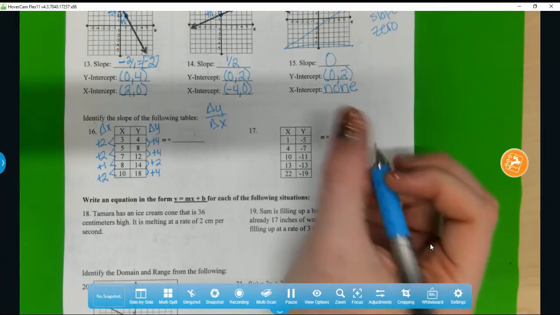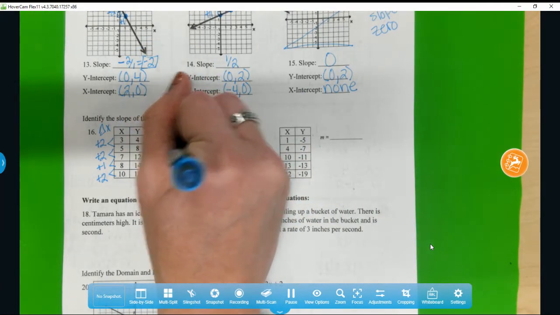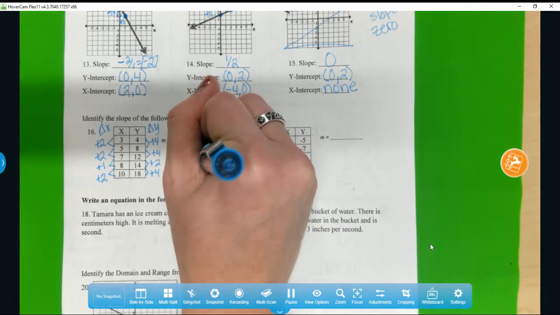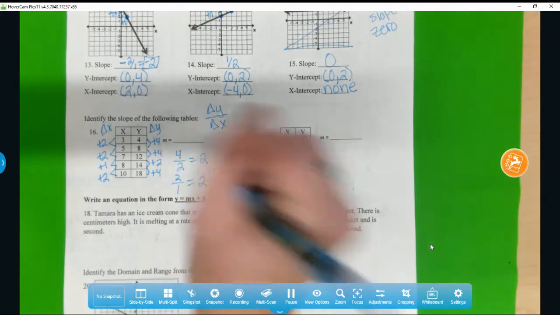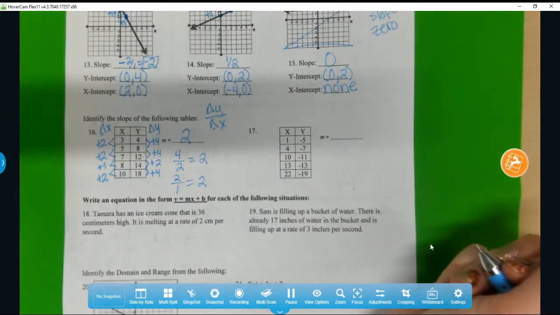Okay, we have two different pairs of numbers, so we're going to have two fractions. The first one will be 4 over 2, which is just 2. The second one is going to be 2 over 1, which is also 2. So our slope is 2.